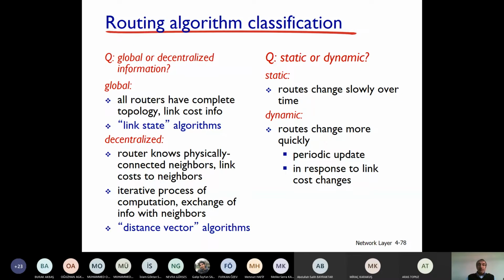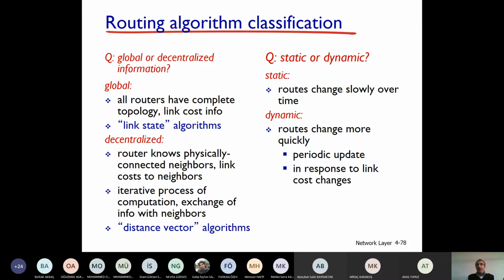Iterative process of computation. So by iterative process of computation and exchange of information with neighbors, it can set up an end-to-end path. So this approach is used by distance vector algorithms.